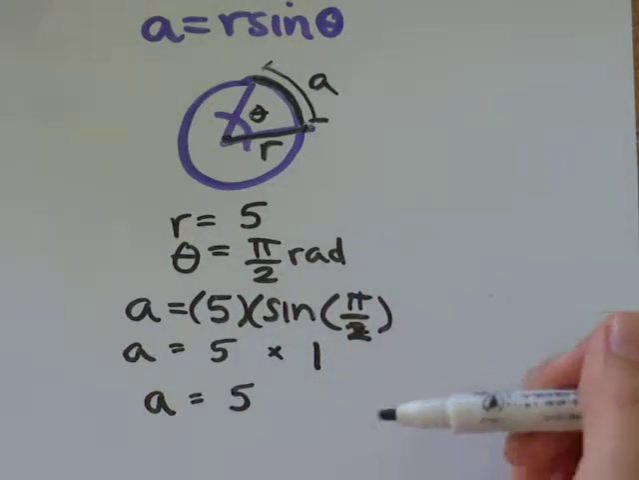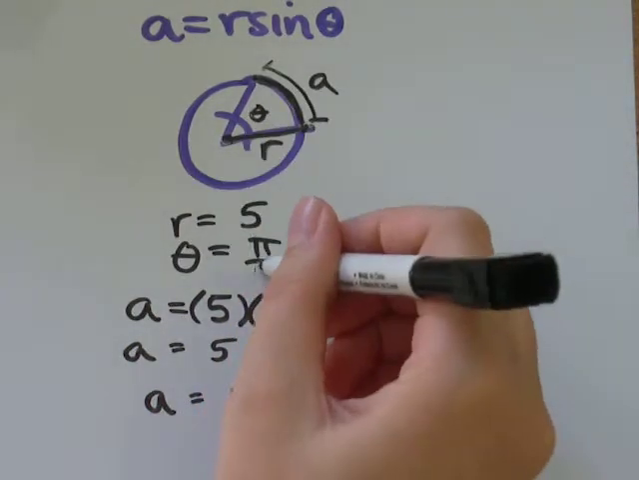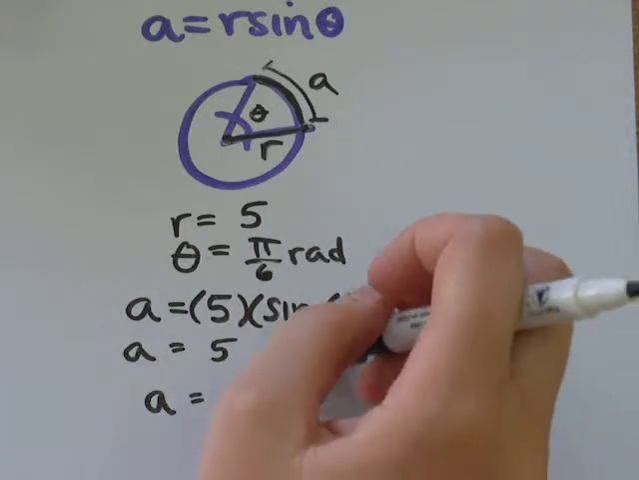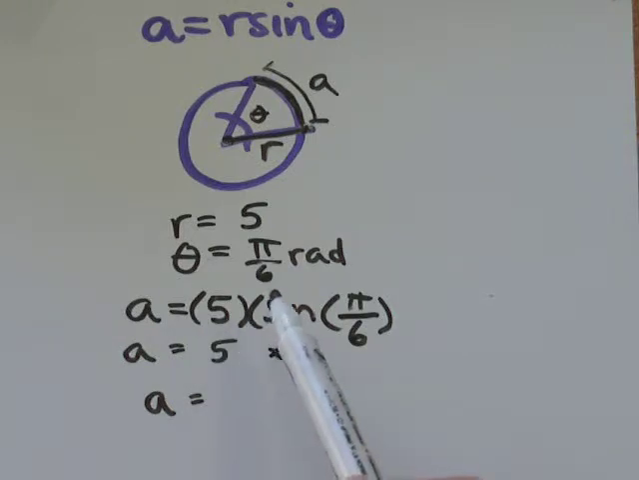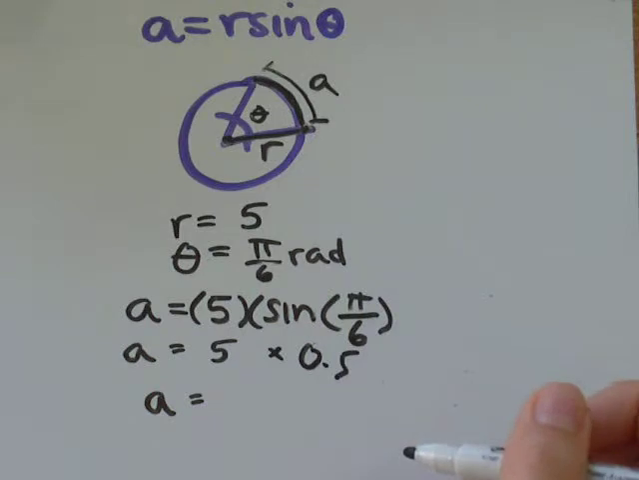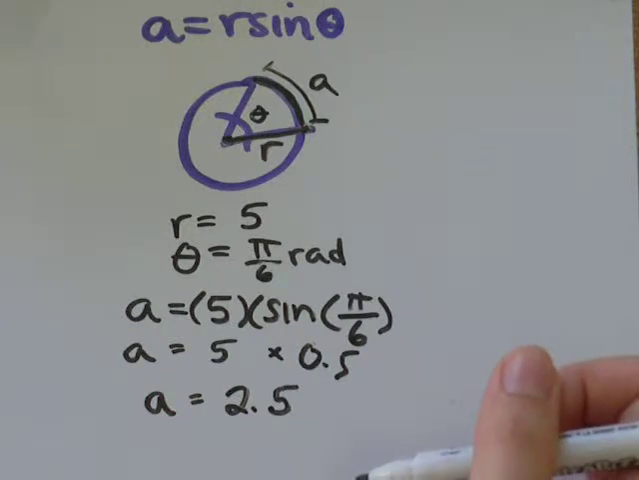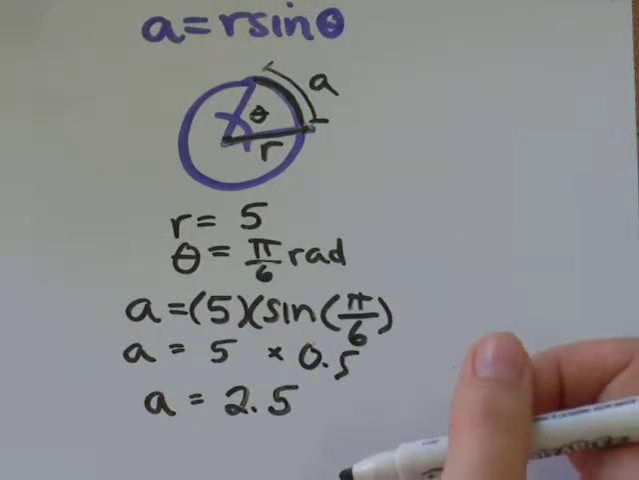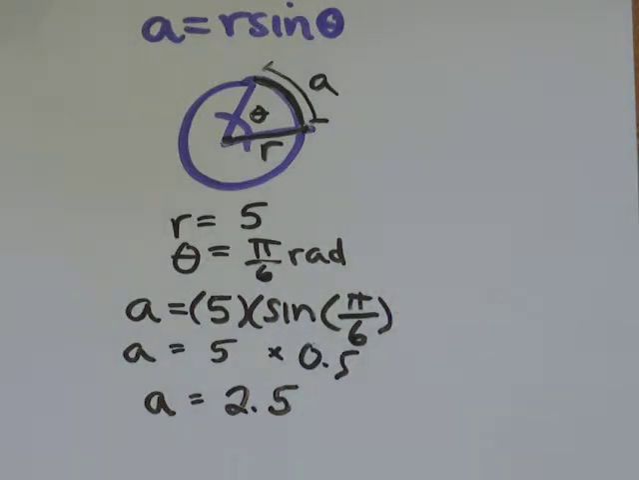What if it wasn't pi over 2? Let's say we had a theta that was pi over 6, just to change it up a bit. So it's still, the length of the radius is still 5 times sine of pi divided by 6, which is 0.5. So 5 times 0.5 is just 2.5, so the length of that arc would be 2.5 centimeters, inches, whatever. So let's do one where the question is given to you in degrees, and I will show you what to do.